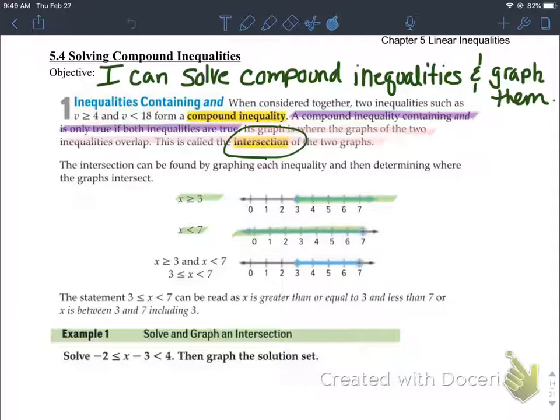So then we can compound them and make it one inequality, such as here. Often you will see it written as 3 is less than or equal to x, which is less than 7, meaning that the answer of x has to be between 3 and 7, including 3.